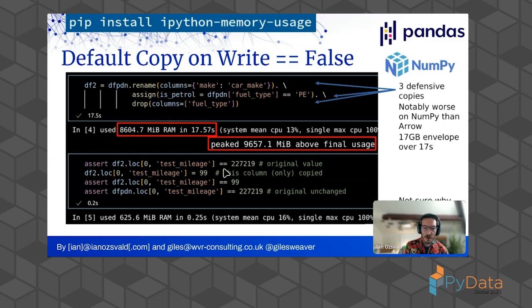And if we go and say, okay, row 0, test mileage column, assert the value of it, 227,000 miles. And if I modify it and then check that I've modified it and check that I haven't modified the original data frame, I get the behavior that I want. But that's kind of expensive, nearly 20 seconds for that.